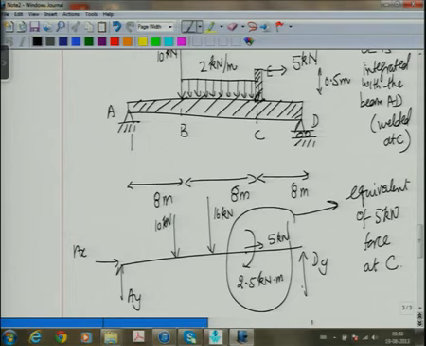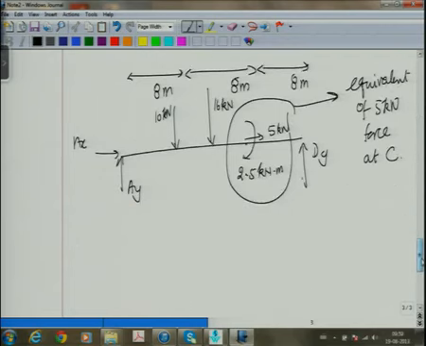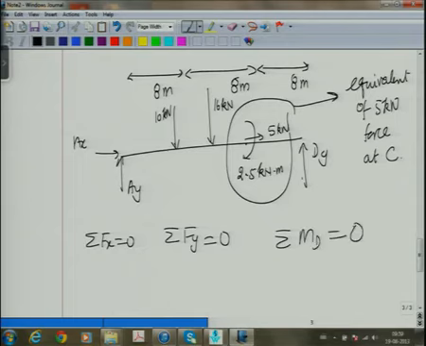And this is how we take care of forces which are acting not directly on the beam but through some extension. Okay. So, once I have this, then I will carry out sigma Fx equal to 0, sigma Fy equal to 0. I write these equations. I think you should be able to do this. I will write the answers directly.